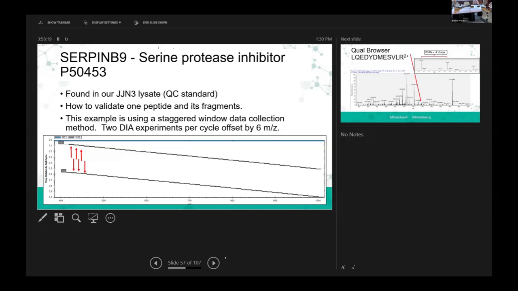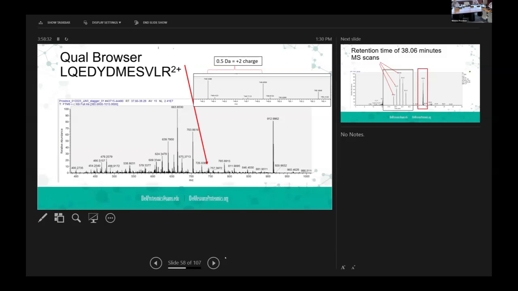This particular experiment had a staggered window approach. You can see the windows, those little gray platforms, moving down, and they're offset by about 6 Thomsons. So if I open up my Qual Browser and look down deep, I can find the MS signal for this particular peptide, which is in that protein. And you can go in and figure out what the charge is on that by looking at the isotopic numbers up there.